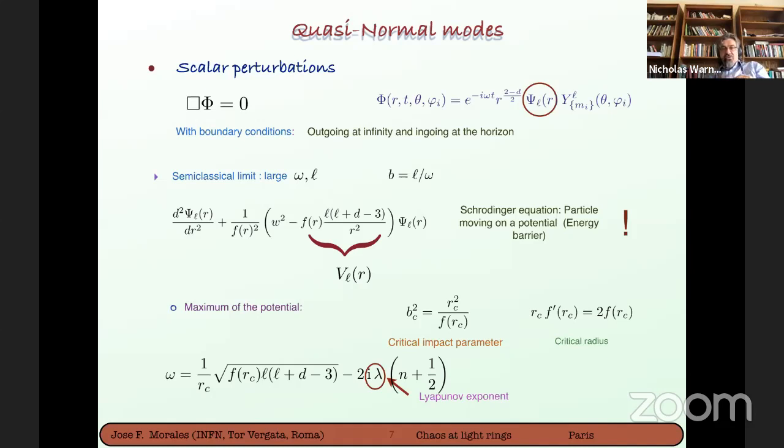The sign of lambda is correlated with the boundary condition you put at infinity. If you make it outgoing at infinity, the mode will damp because the energy is going out. If you make it ingoing at infinity, lambda will be the other sign and it will grow. So the sign of lambda is determined by your boundary conditions. This is a good point.